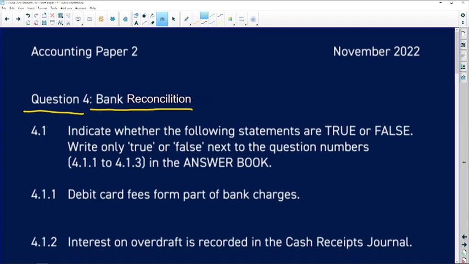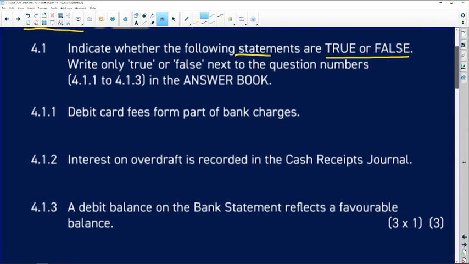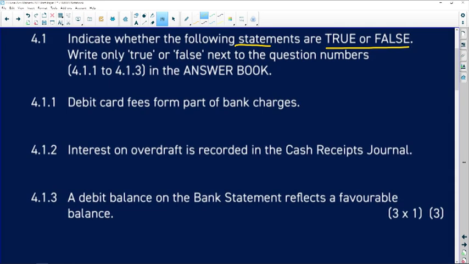Right, to kickstart the question, 4.1 is rather straightforward. It's asking us to look at some statements and indicate whether the statements are true or false. Right, the instructions: write only true or false next to the question numbers in your answer booklet. What I'm going to do, grade 12s, is answer this part of the question on the actual question paper. But obviously, if you've got the answer book, just write down your answer in your answer book.